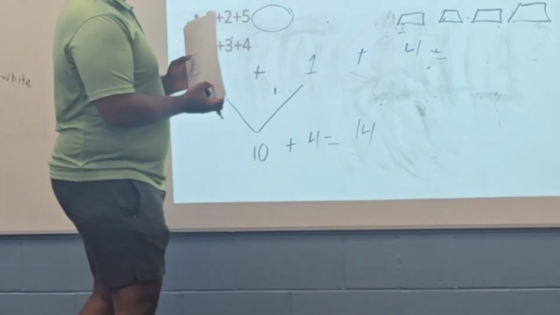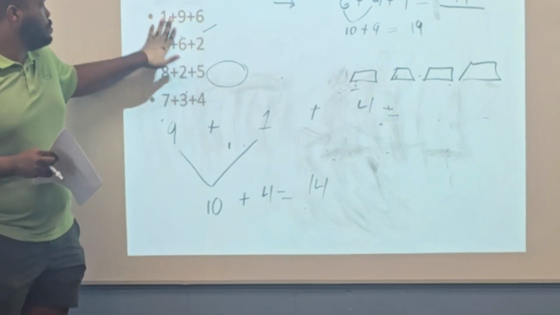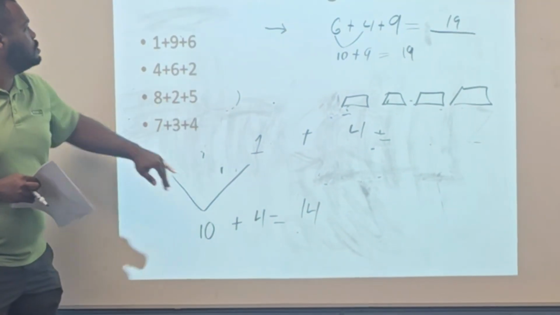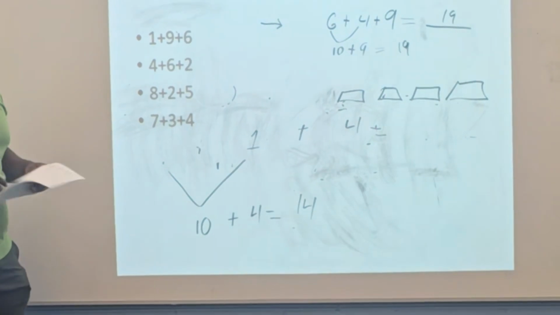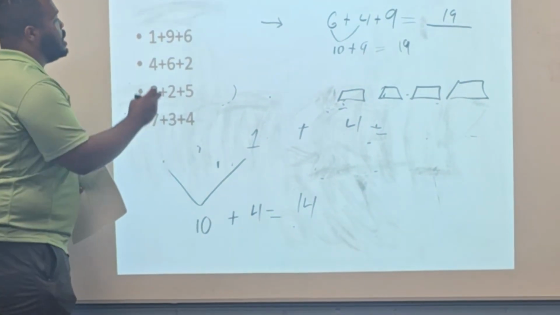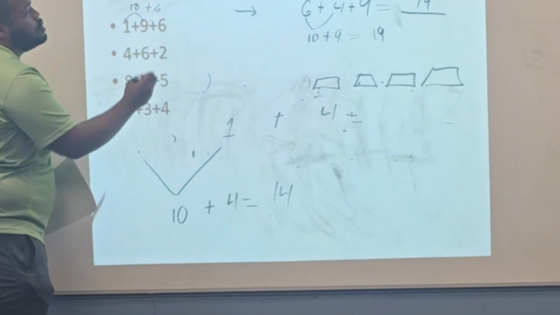Alright, so some more practice. So we're gonna do this together. So if we have this equation, what two numbers are we adding to make 10? 1 plus 9, and then that gives us 10 plus 6, that gives us 16.